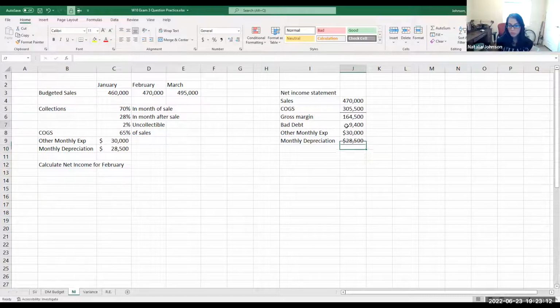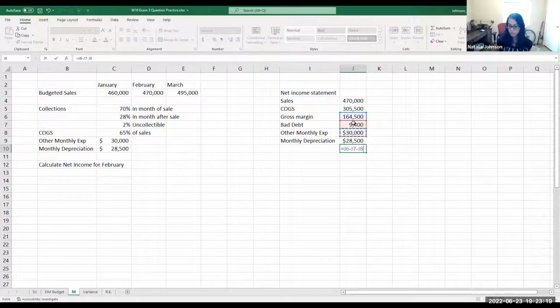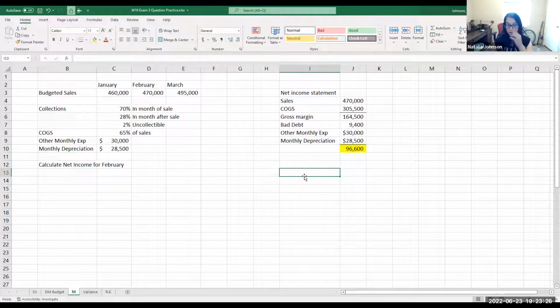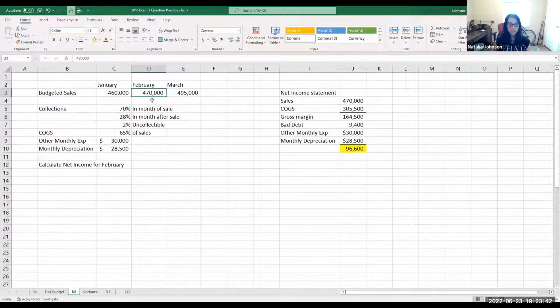So now we just need to subtract these three expenses from the gross margin. And this is the net income. And I'm pretty sure there are like 2 questions similar to this one in the exam. So just remember that all this information about collections or other information, they're not important. Just try to remember to find the sales, the cost of goods sold, and expenses.